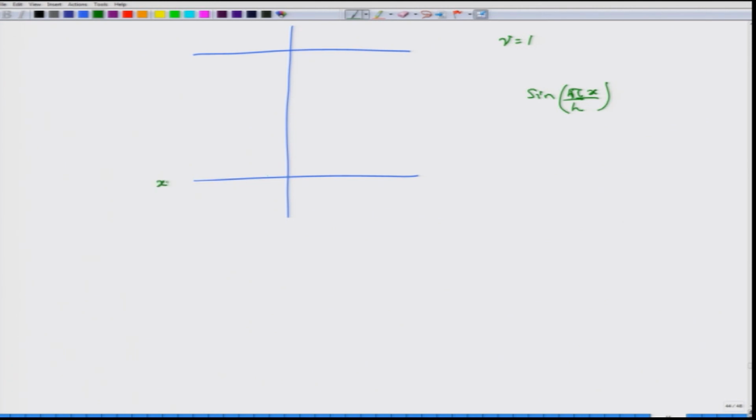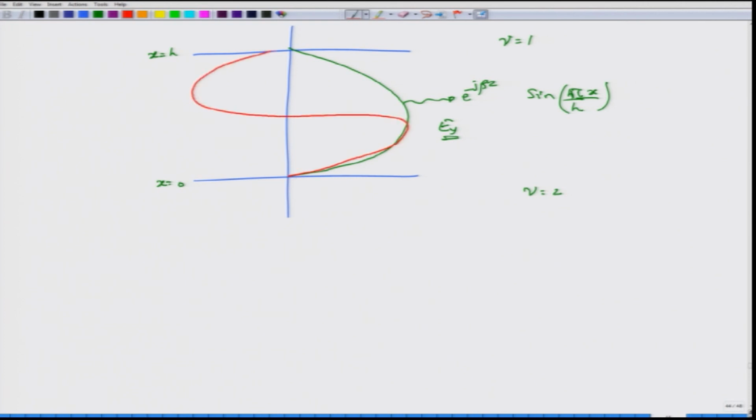This is the x equal to 0 plane, this is the x equal to h plane. It must start at 0, and then at x equal to h, it must go to 0 again. So, this is Ey which I am plotting. You can of course plot Hz and Hy separately if you wish, and this is the mode that would be propagating along the z direction with an e power minus j beta z function. When you take nu equal to 2, you will see that again the function will start at 0, but now it will go something like this.